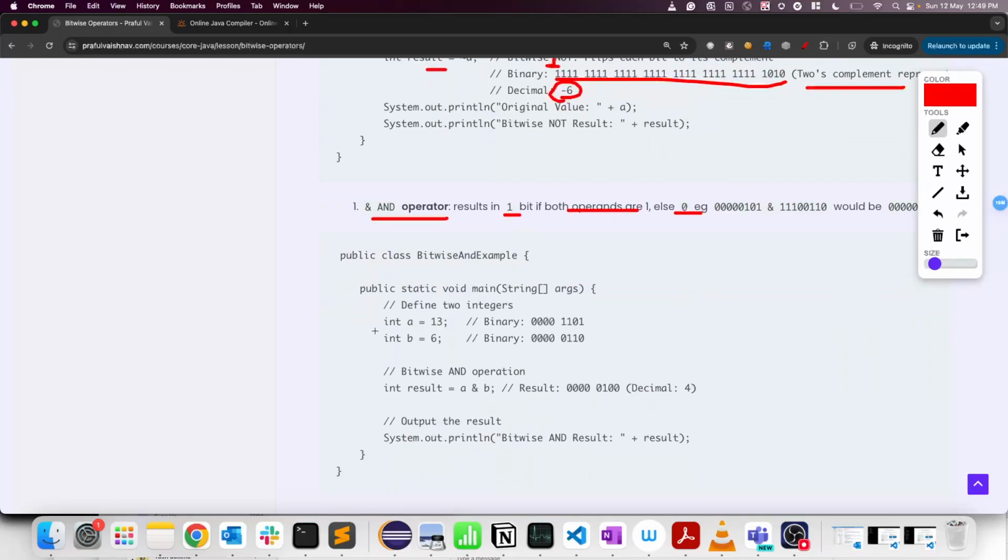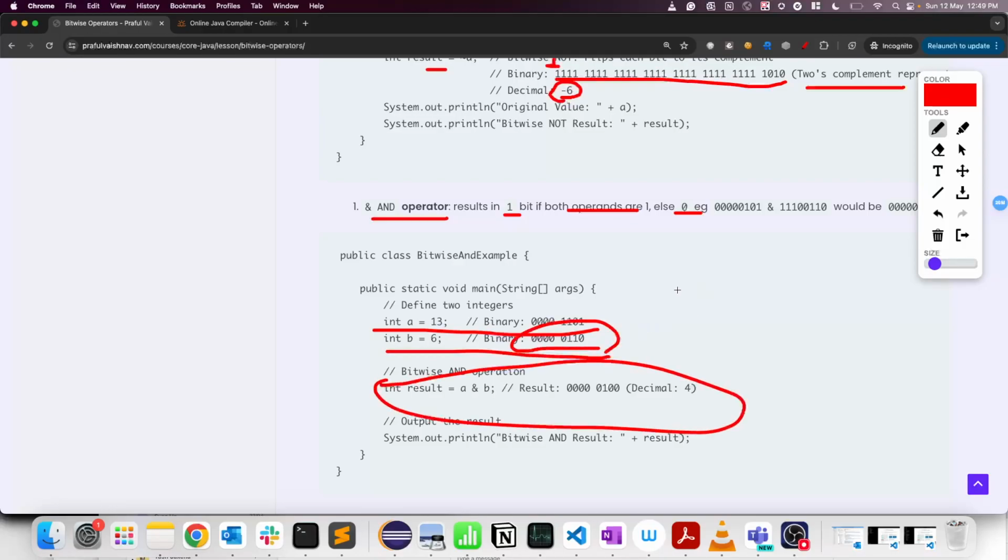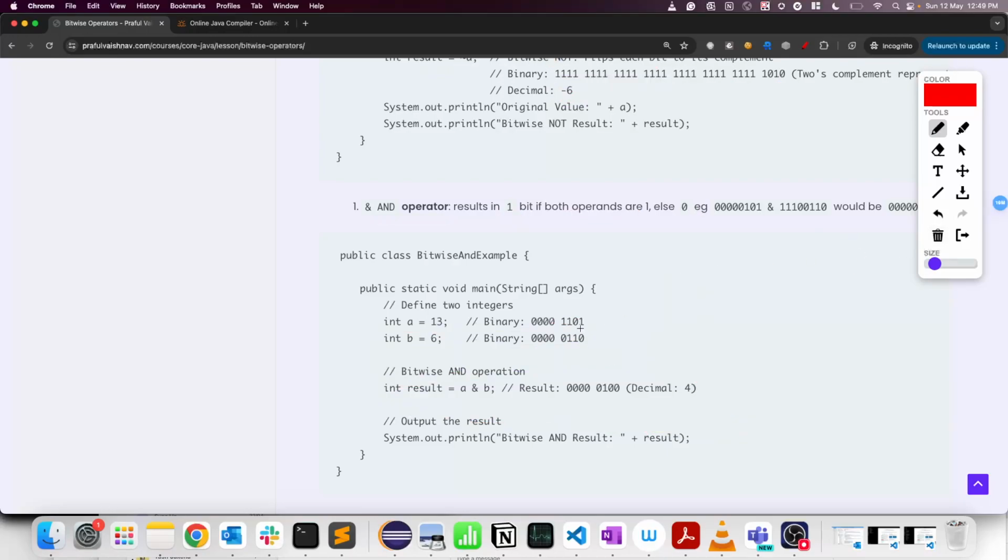So let's suppose a is 13, its binary representation would be this. For b equal to 6, the representation would be this. If we do a and b, what will it give? For 1 and 0, what would be the result? For AND of 1 and 0, what will it give? In the AND operator, what will it give?